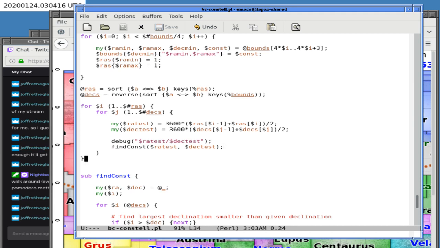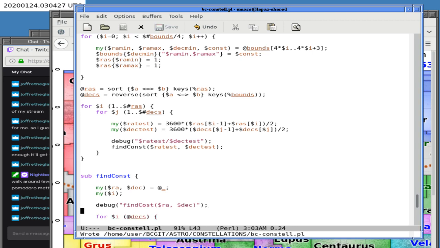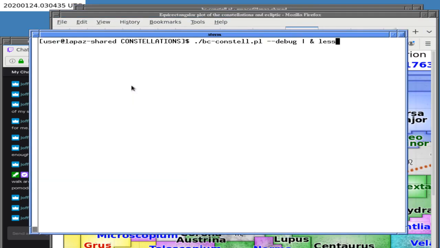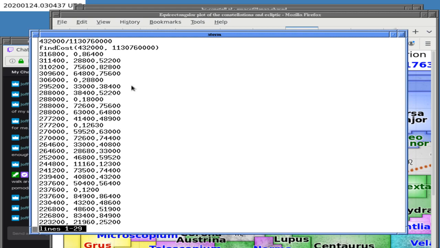and because right now it's not really clear when this gets called, we will go ahead and put in a find const. We will do this so we know, number one, when the function is being called, and number two, the parameters it's being called with. So we're getting closer and closer to this very ugly problem being solved. Okay, so 43 to 200, okay.